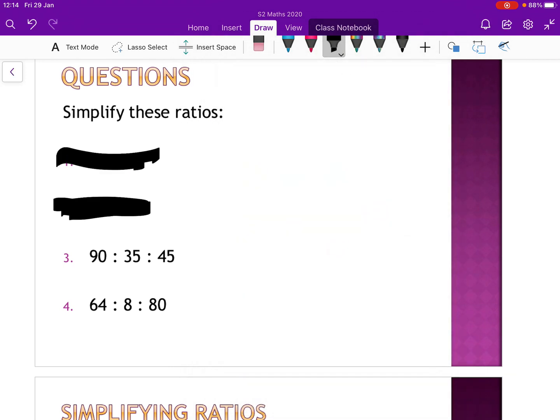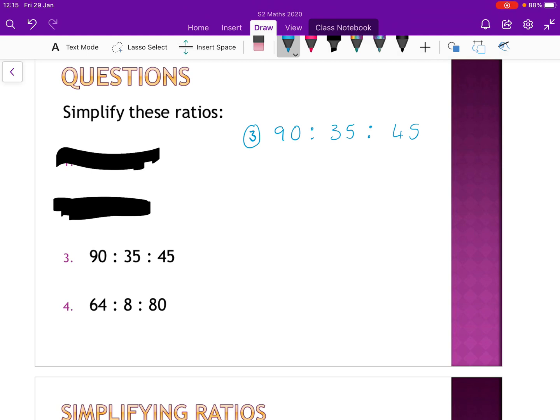So we've done ones like that, we've done ones like that. What I want to look at now is these two here, okay, I might do two more examples. So I'm just going to write question 3 just up here, so I've got a bit more space. So this time I've got the ratio 90 to 35 to 45. So we did this with the last video. You can have more than two numbers in a ratio. You can have as many as you want.